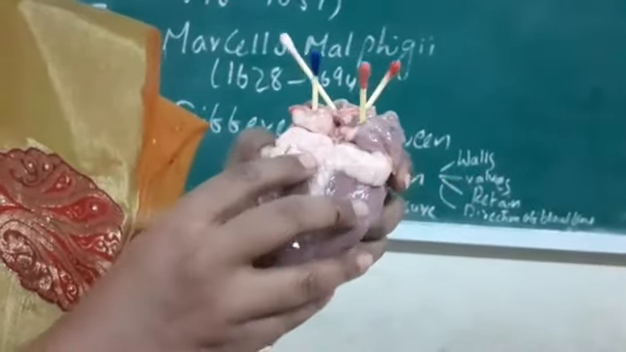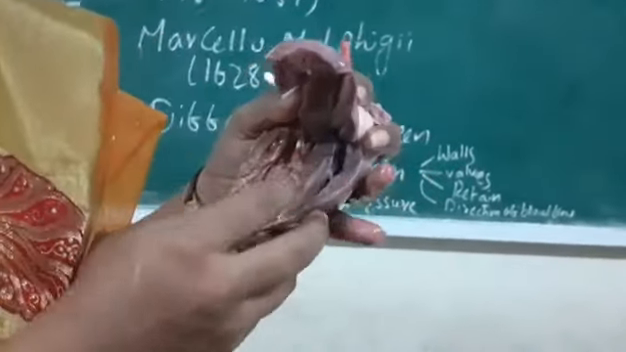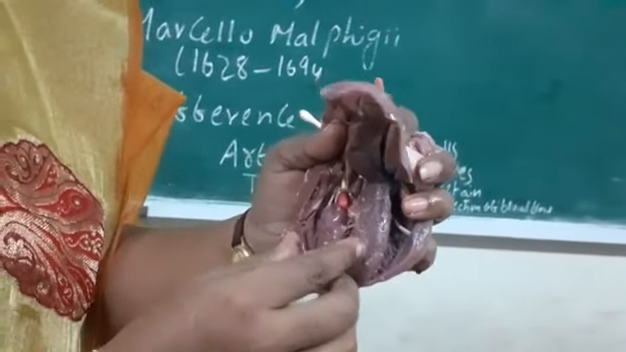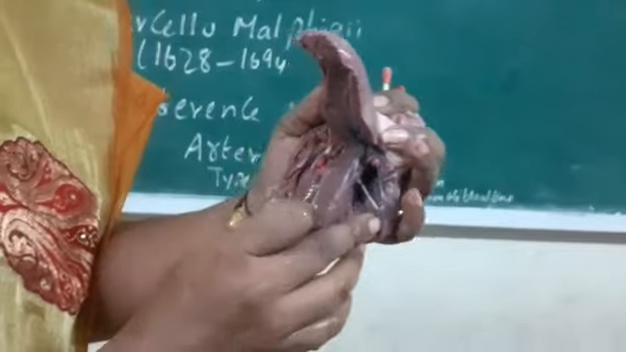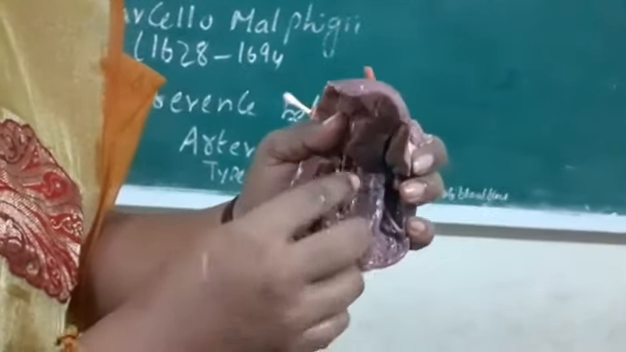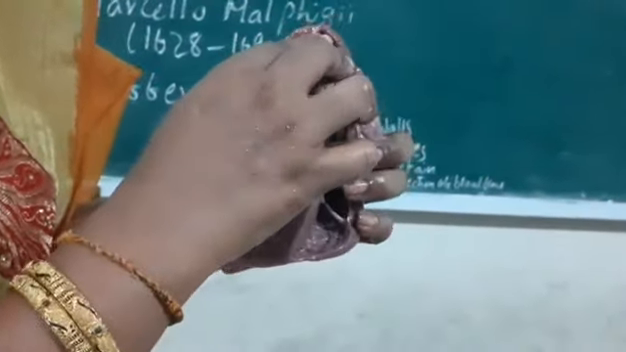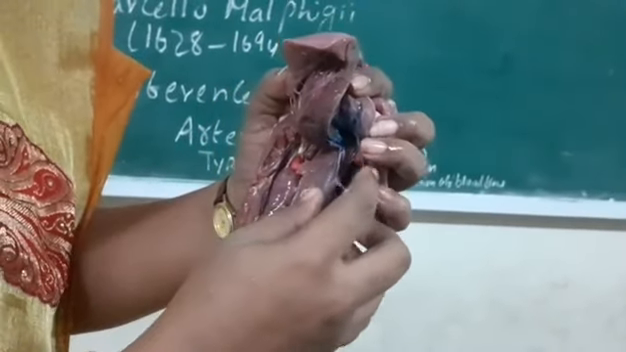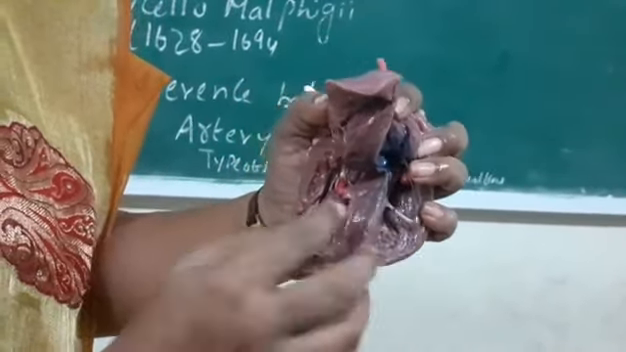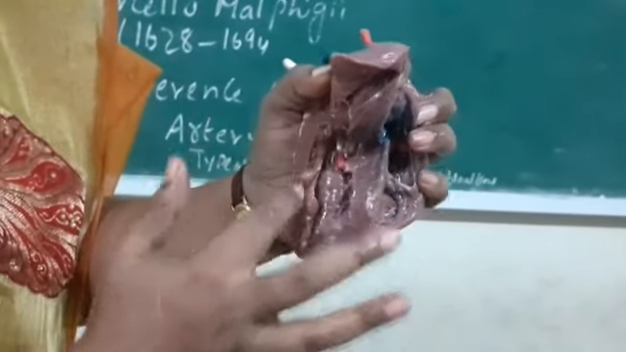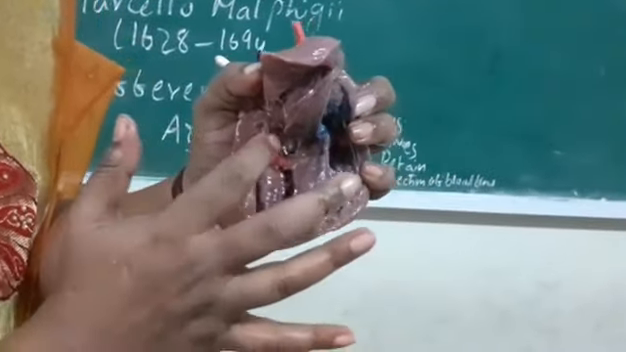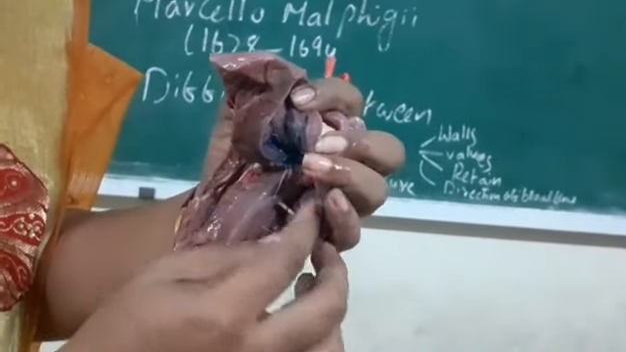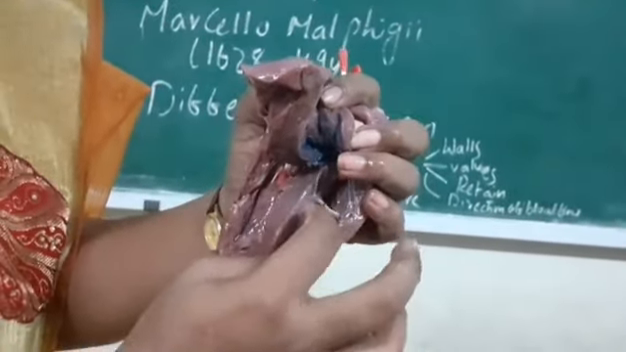And when we observe the internal structure of the heart, the right part of the heart has more space when compared to the left part, because the right auricle and right ventricle have more space when compared to the left auricle and left ventricle, because more deoxygenated blood should be collected by the right auricle, whereas the left auricle receives the oxygenated blood from the lungs. So that's why the space will be less.